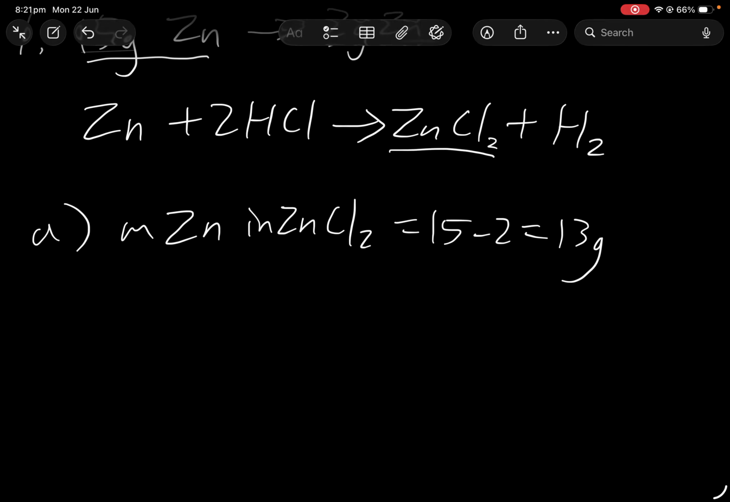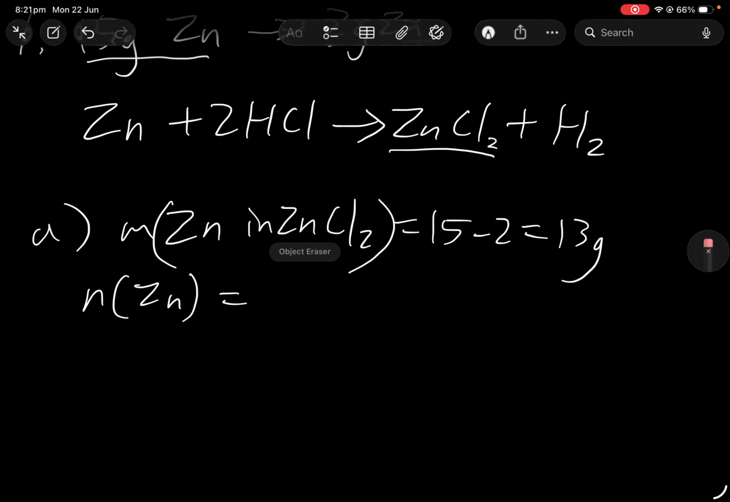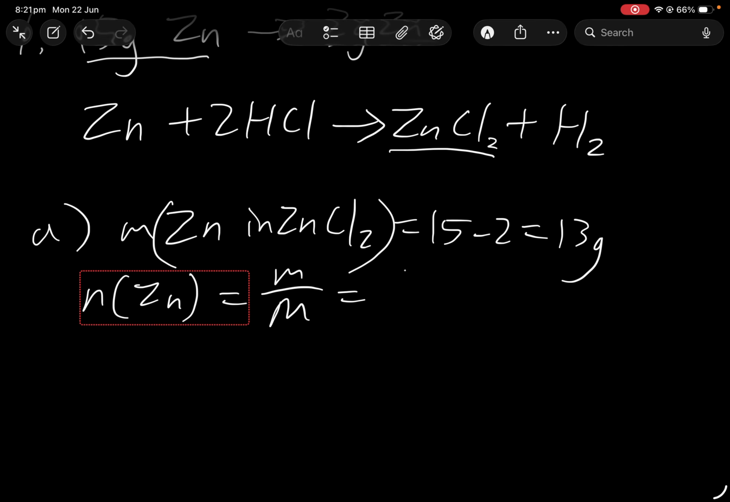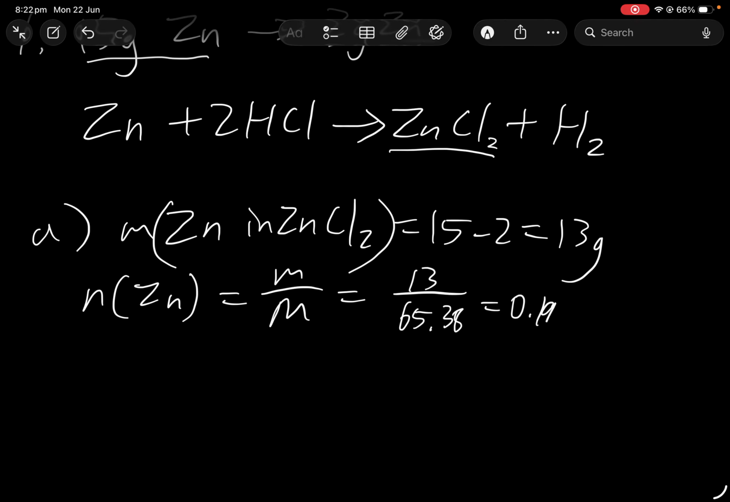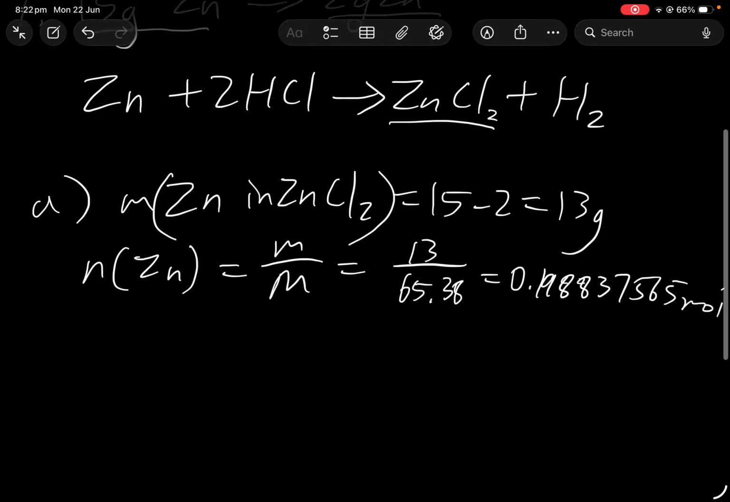So the mass of the zinc in zinc chloride is 15 take 2, which is 13 grams. Because it's asking for the number of moles, we want to convert that to moles, which is mass over molar mass, equals 13 over the molar mass of zinc, 65.38. 13 divided by 65.38 is 0.198837565 moles. That's the number of moles of zinc.